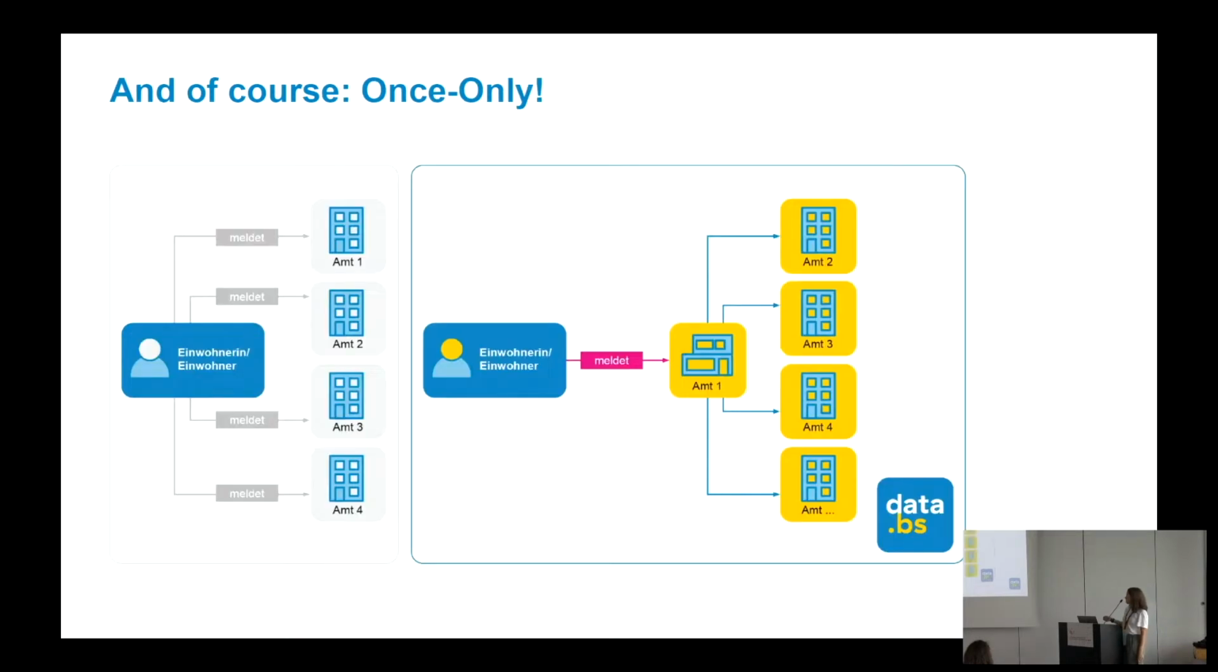And of course, the biggest mission we have is the once-only principle. The goal is that we have the data only once somewhere in the canton, and that this department shares all its data with the other departments. So citizens in Basel-Stadt can give their data once to the canton, and then it gets shared among the departments. And we can only do that if we know who has what data.